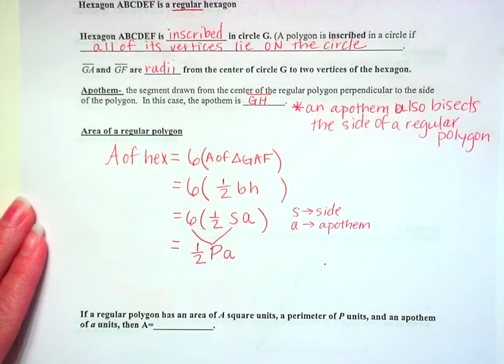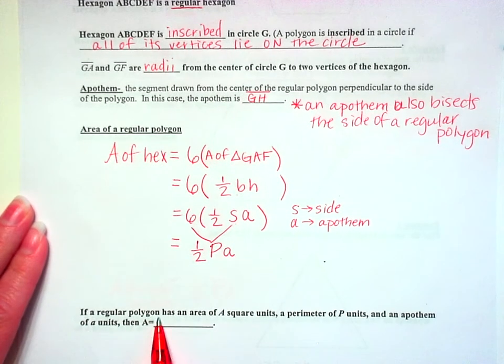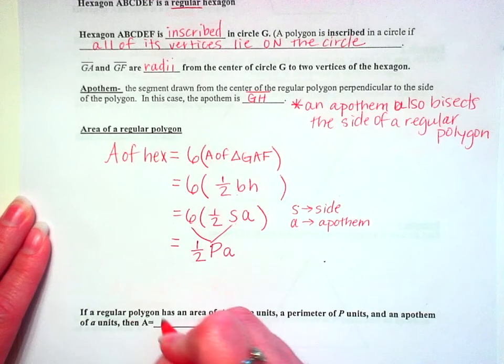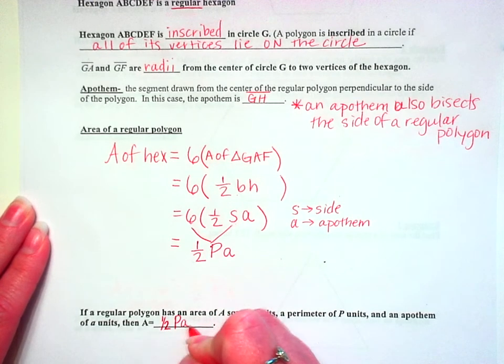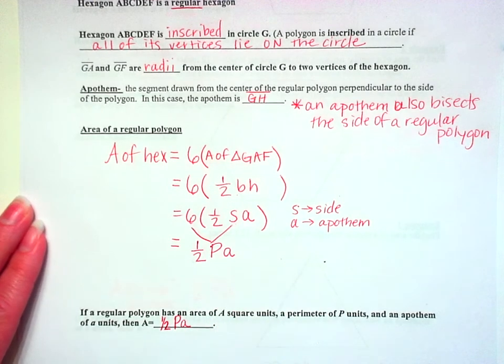So let's fill that in at the bottom. If a regular polygon has an area that we're calling A, a perimeter we're calling P, and an apothem with a lowercase a, then the area of the regular polygon is 1/2 the perimeter times the apothem. So we're going to try to use that formula on the back side.